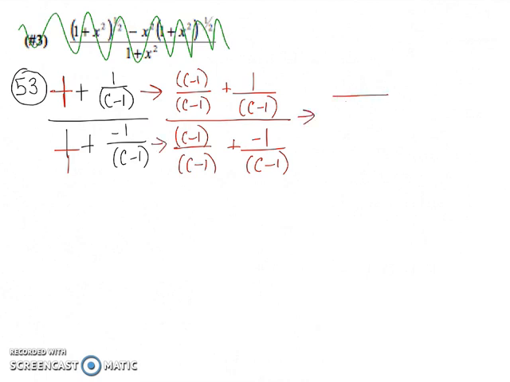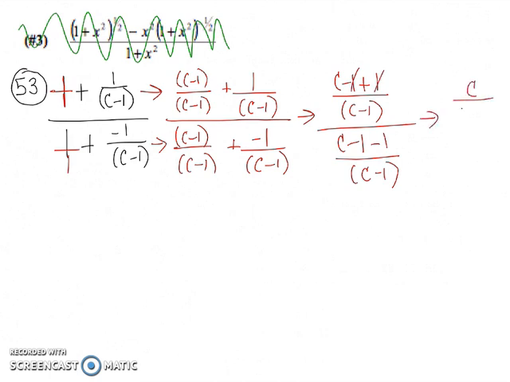So in my numerator, my common denominator is going to be c minus 1, and it's going to be c minus 1 plus 1. And in my denominator, it's going to be c minus 1 minus 1 over c minus 1. So those are going to cancel, and I'm just going to have c over c minus 1. Minus 1 minus 1 is minus 2, so this is going to be c minus 2 over c minus 1.